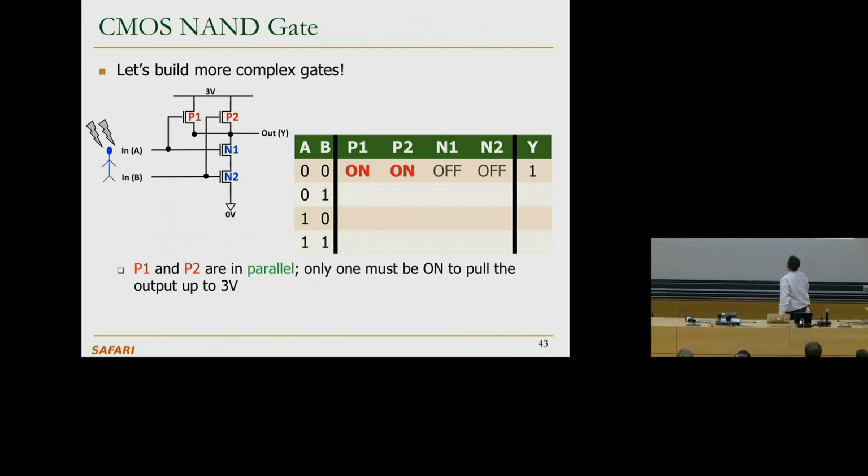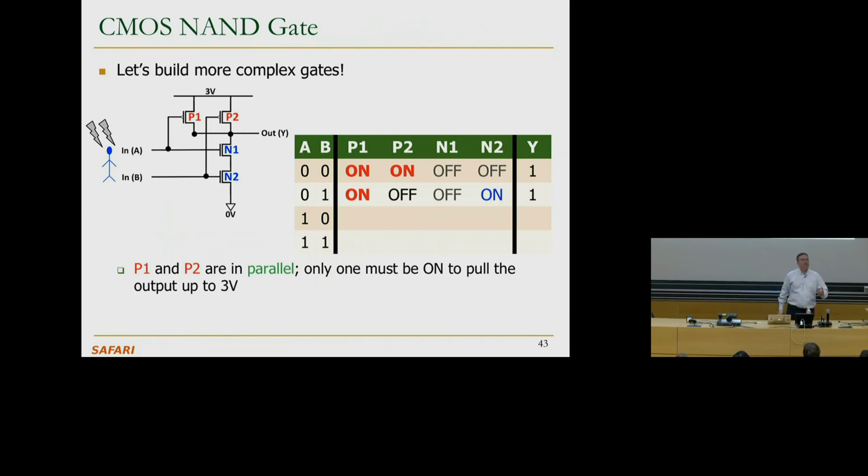Okay. So let's start with the case A is 0, B is 0. If they are both 0, we know that these PMOSs are conducting. If they are conducting, and these guys are open, it means that the output is directly connected to the top. Yes? Good. So we have A0, B0, and since these two are pulling up, we have the output at 1.